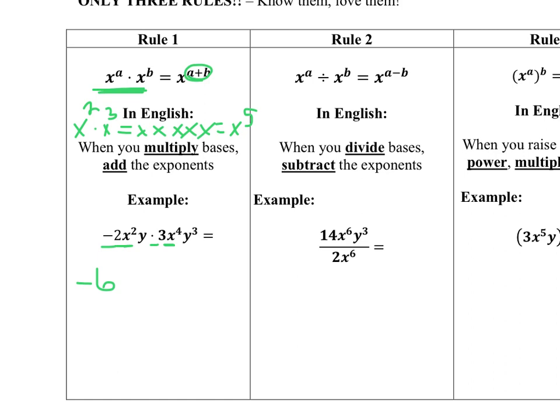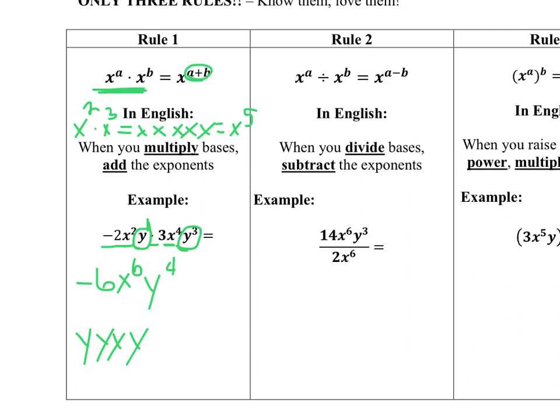So it's x squared times x to the 4th. Well, there's 2 there and there's 4 there, so that would be x to the 6th. And this is y here, and 3 of them here. So remember, this is y times y cubed. So there's 4 of them. So you have to remember that there is a 1 on that. I don't like that green. So that's it. That was the answer to that one.